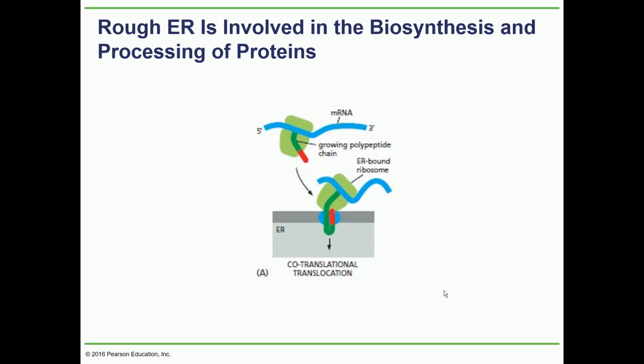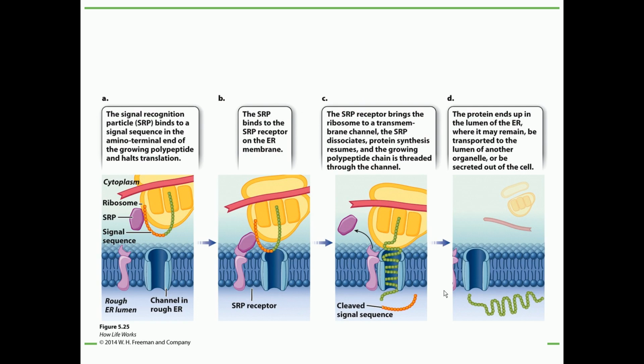Now as I just said, there are two kinds of proteins: secretory proteins and proteins which are actually embedded in the membrane. So let's see how they get into the ER system, the endomembrane system. This is the case of the secretory protein. This is the ribosome, this is the mRNA, and this is the polypeptide. The signal recognition particle SRP binds to the signal sequence in the amino terminal end of the growing polypeptide chain and halts the translation.